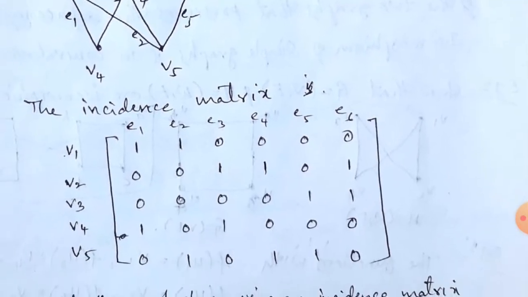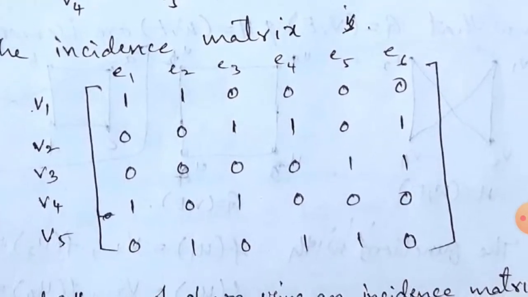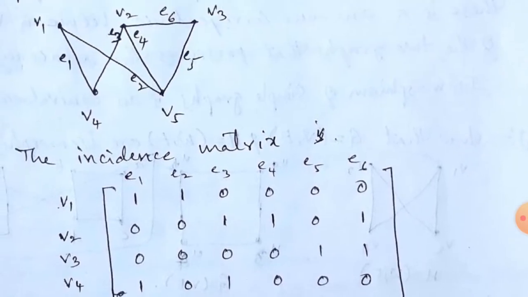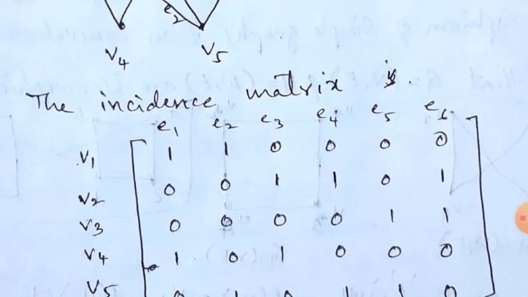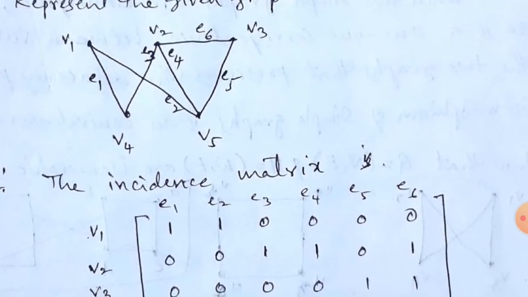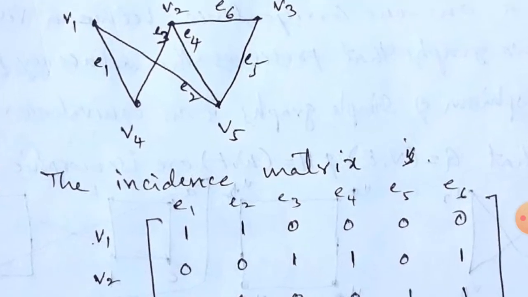Now observe these edges as columns you have to take. So what is the size of this matrix now? Number of vertices by number of edges. So if vertices are 5 here and edges are 6, then 5 by 6 is the size of this matrix. Then V1 E1, observe there is an entry 1. V1 E1 means the vertex V1, and on vertex V1 the edge E1 is incident, then we will take it as 1. If it is not incident, then we take it as 0.